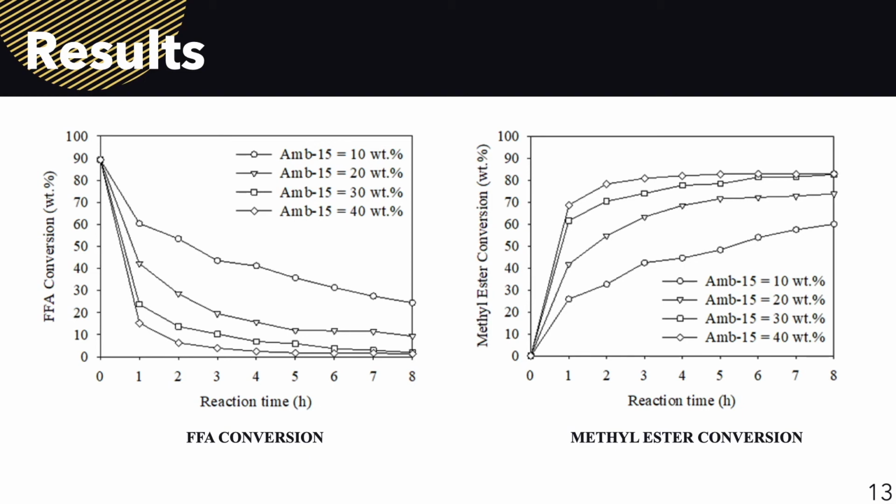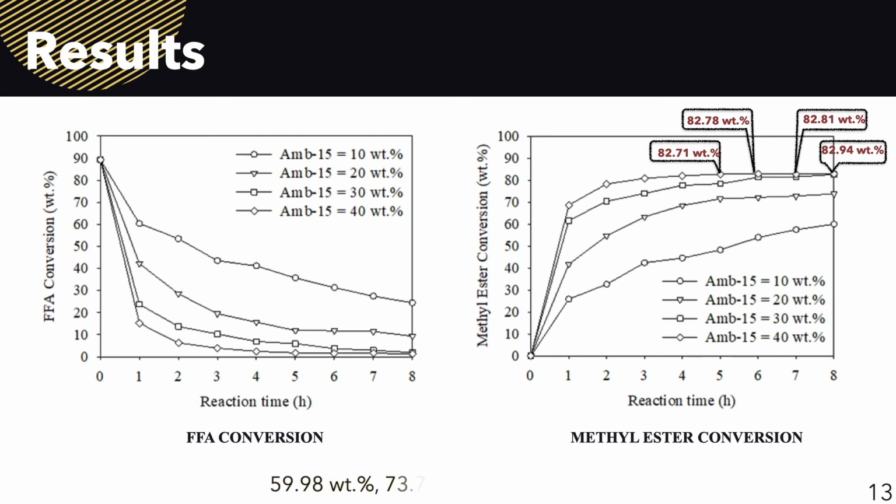The right-hand side shows the methyl ester content, which, in line with the decrease in free fatty acid on the left-hand side, begins to increase sharply at 1 hour. At a catalyst concentration of 40 weight percent, it enters an equilibrium point at 5 hours, the same as the free fatty acid conversion, and the steady values were 82.71, 82.78, 82.81, and 82.94 weight percent, respectively.